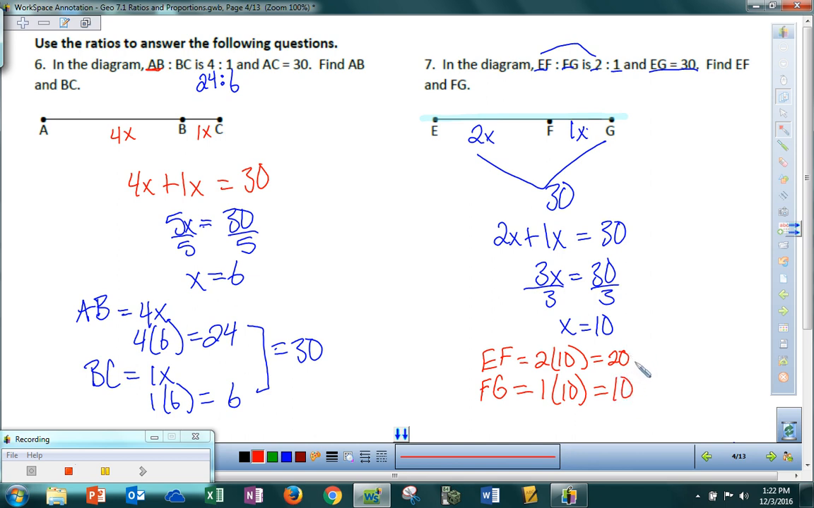Okay, two checks again to make sure we did this right. 20 plus 10, we better get to 30, and that's good to go there. Another thing, if I put this 20 to 10, it better reduce to the same exact ratio I was given to begin with. And 20 to 10, if you take a 10 out of both, you sure do get back to that ratio. So we did our job correctly. Those are our two lengths that we were looking for.